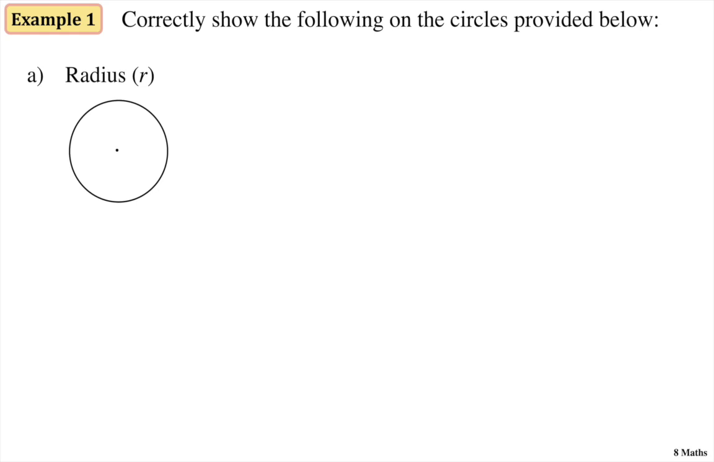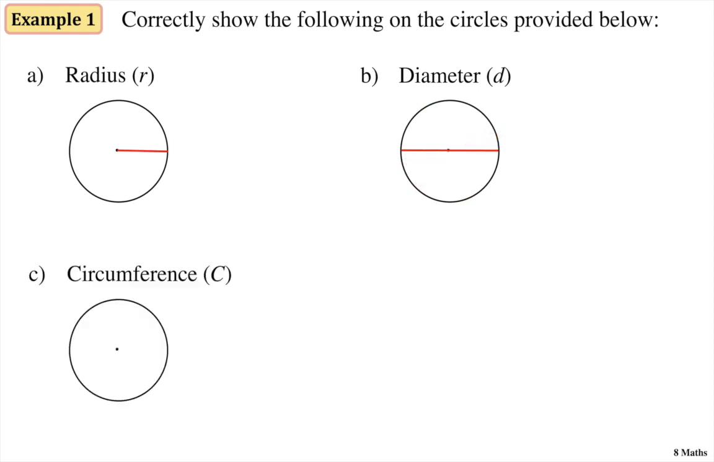Let's have a look at our first example. Correctly show the following on the circles. What's a radius look like? Well, we've already talked about that. And there's an example of a radius. Now, I could have gone anywhere, from the centre to anywhere on the outside of the circle, and that would be correct. What does a diameter look like? Well, a diameter goes through the centre of the circle from one side to the other. And I could have gone anywhere as long as it goes through the centre, going from one side to the other, then it's a diameter.